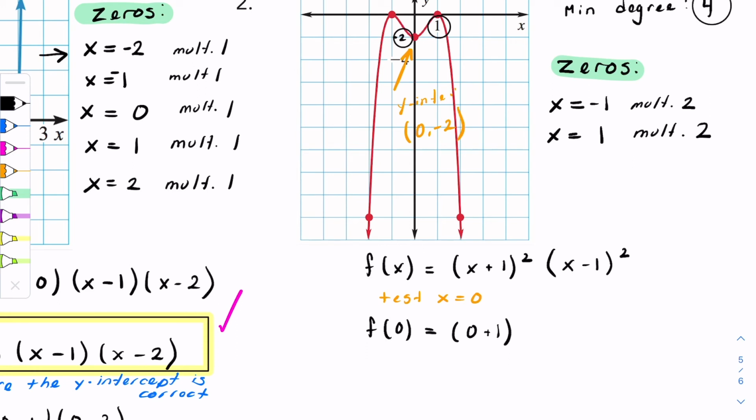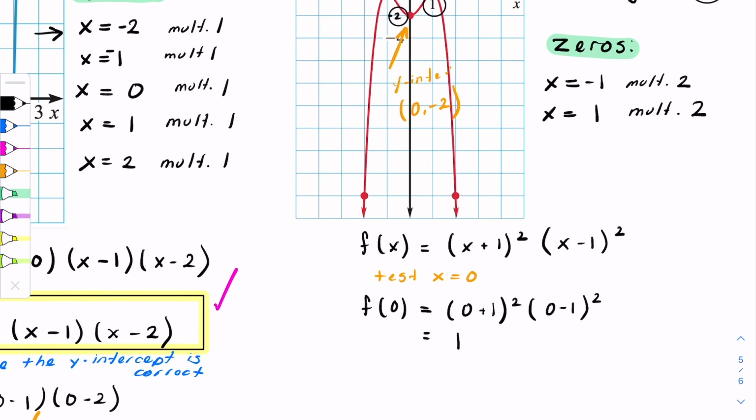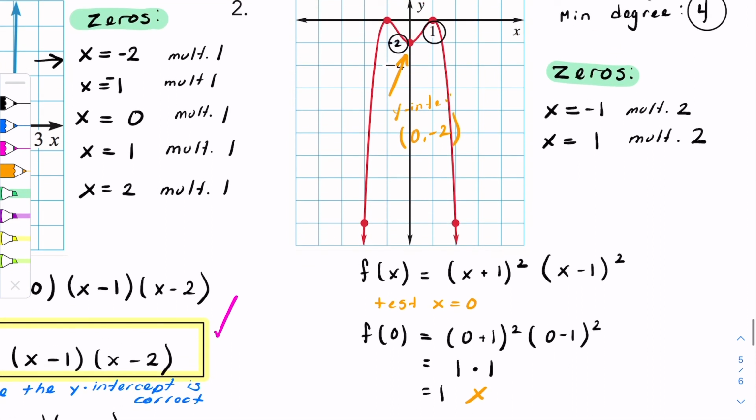0 plus 1 squared times 0 minus 1 squared. This ends up being 1 multiplied by 1, which is only equal to 1. So as of right now, this does not work. And this function that we wrote cannot be our final answer. So we need to make our y-intercept work.